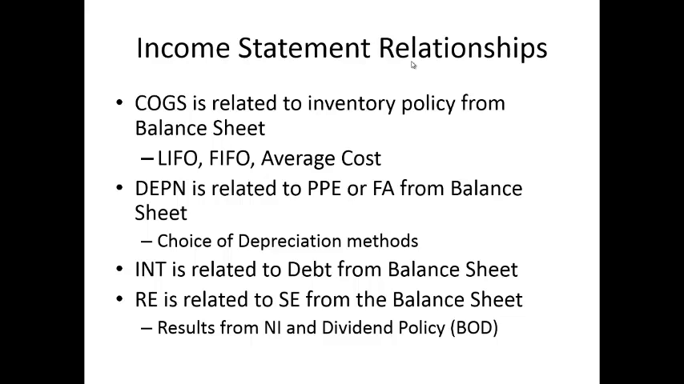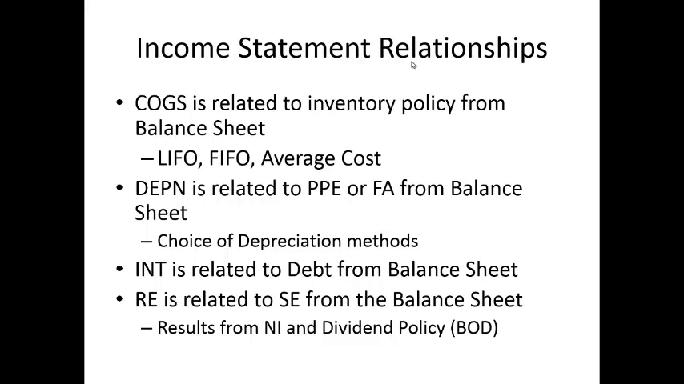FIFO would be exactly the opposite. First in, first out, if costs rise over time, says that we sold our cheapest items and kept our most expensive. So our inventory level on the balance sheet would be high. However, our cost of goods sold would be low because we sold the cheapest ones. So there has to be a relationship between what we do for inventory on the balance sheet and how we reflect that in our cost of goods sold in order to be consistent.